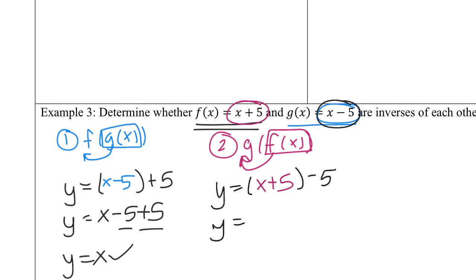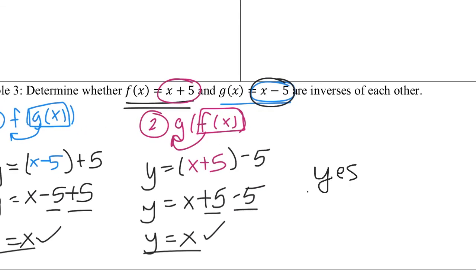Again, there's no number in front of the parentheses, so we can ignore them. x plus 5 minus 5. Positive 5, negative 5 make a 0. We have y equals x again. Both results are y equals x, so that means yes, these are inverses.